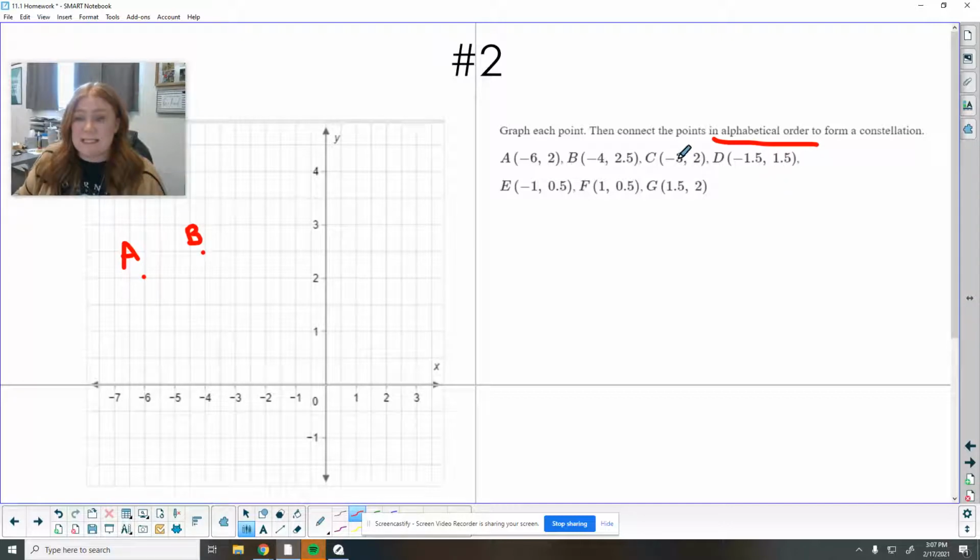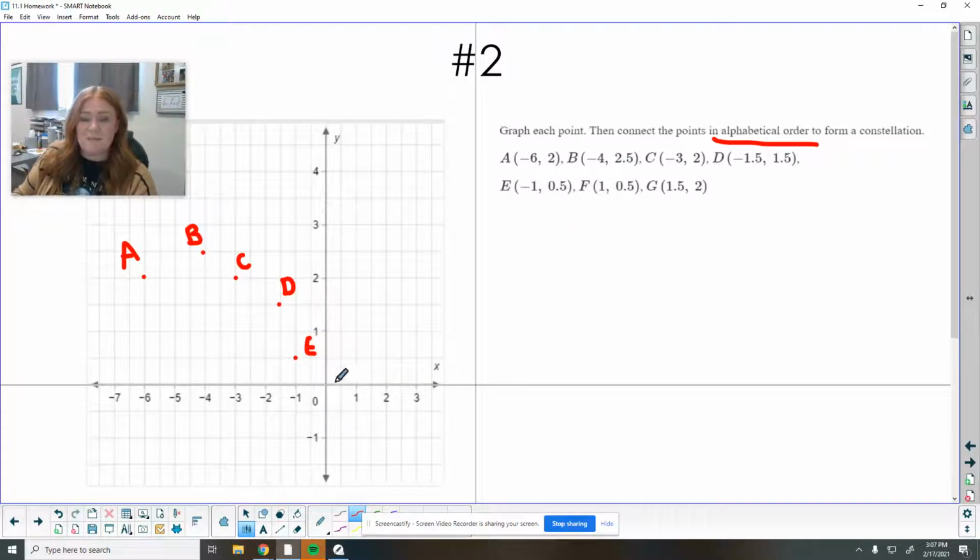Then we're going to come to C is -3, and then +2 here. So here is C. D, we're going to go -1.5. So here's 1.5, and up +1.5. Here's D. Then E has -1 and up 0.5, E.